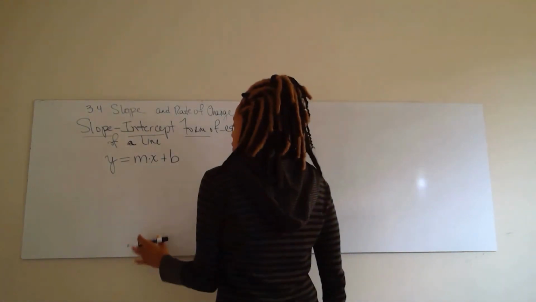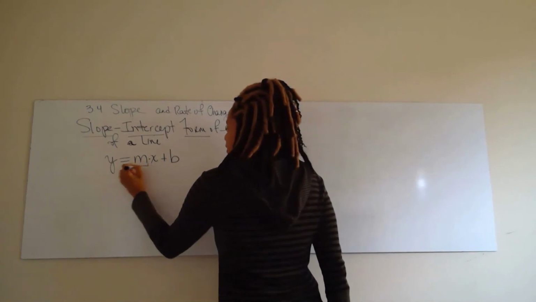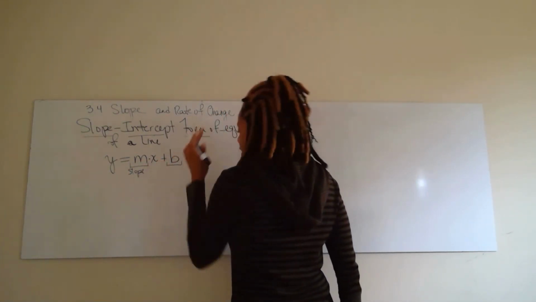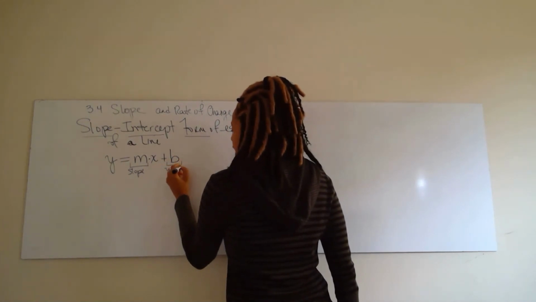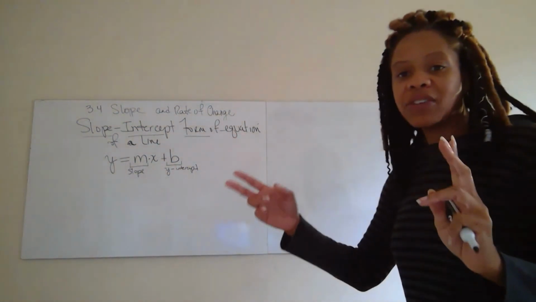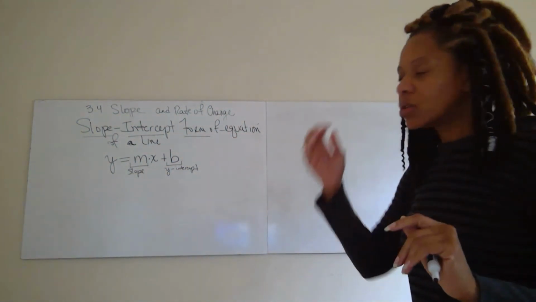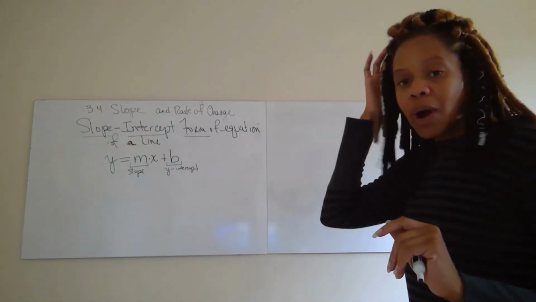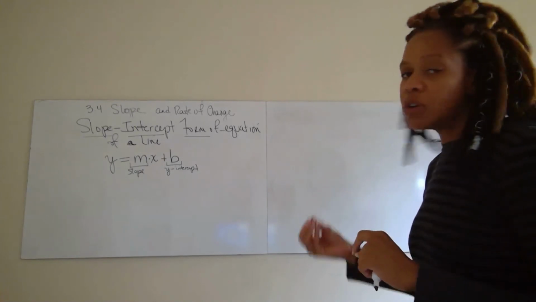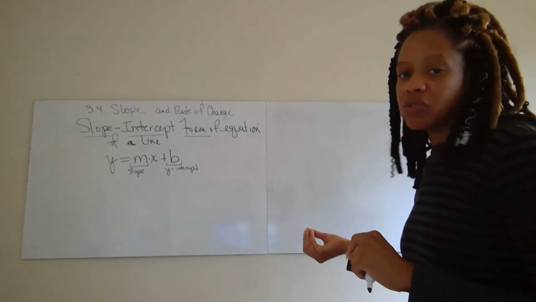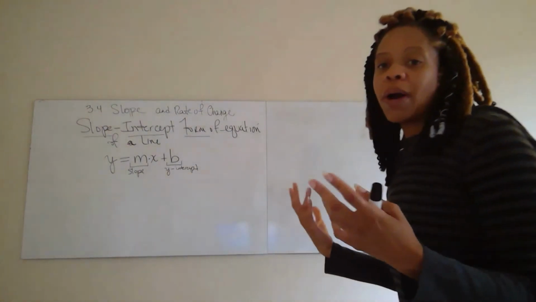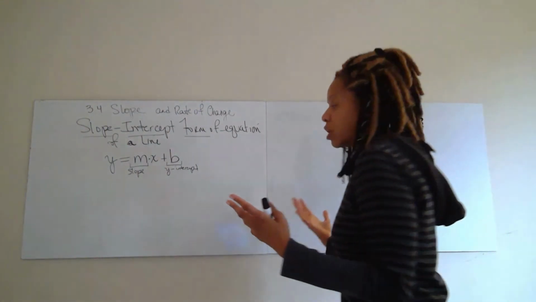So in this form, the m is always representing what? The slope. And the b component is always representing the y-intercept. The y and the x are going to remain y and x. Y and x stay y and x in the equation of the line. The slope is going to have a value and the y-intercept would have a value. So we just want to be able to identify the slope and the y-intercept from the given equation. That is where we're going to begin.